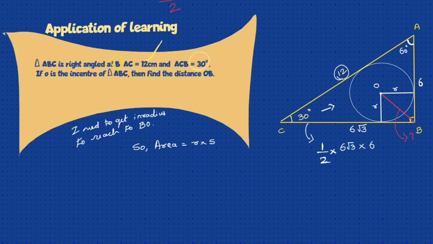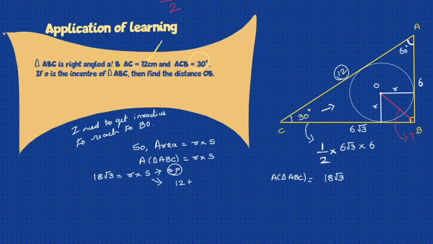But one more formula for area is half into base into height. So base is 6 root 3 into height is nothing but 6. So this comes out to be 36 root 3 divided by 2, which is 18 root 3. That is now the area of this triangle. Area of triangle ABC is 18 root 3. But the same area of triangle ABC could be written by one more formula. We had seen the formula for inradius: R into S. So 18 root 3 is equal to R into S.